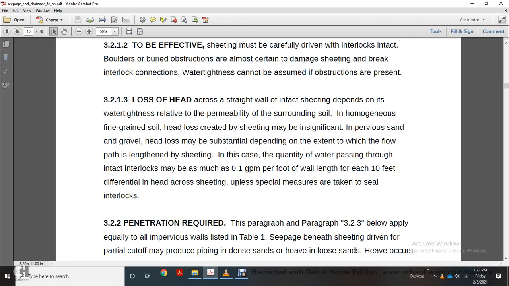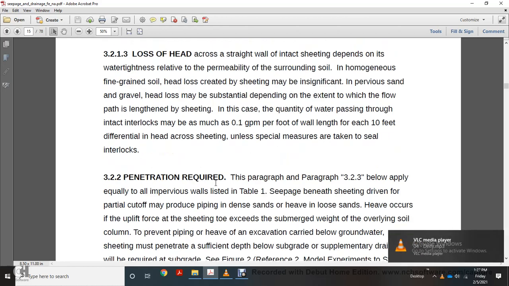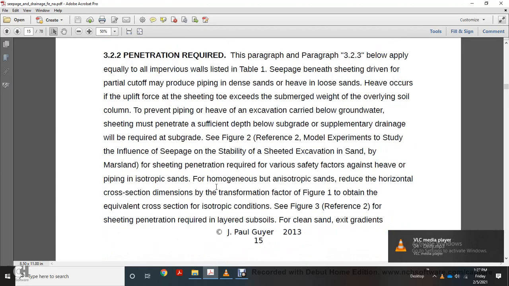The differential head is added across the sheeting, unless special measures are taken with this interlock preparation required. Paragraph 323 below applies to the equality and perfect wall of the listing table 1. Seepage beneath the sheet driven for a partial cutoff may cause piping in dense sands or heave in loose sands. The heave occurs when the uplift at the sheeting toe exceeds the submerged weight of the overlying soil column.